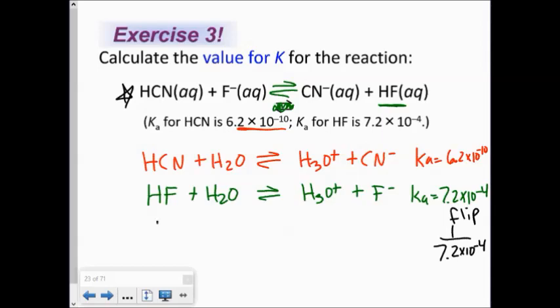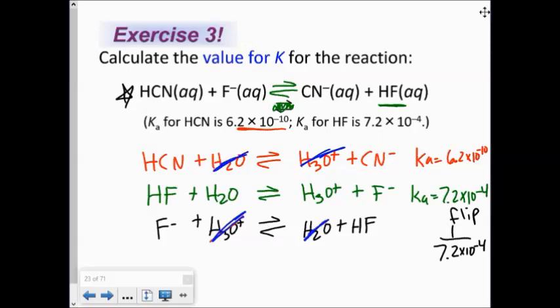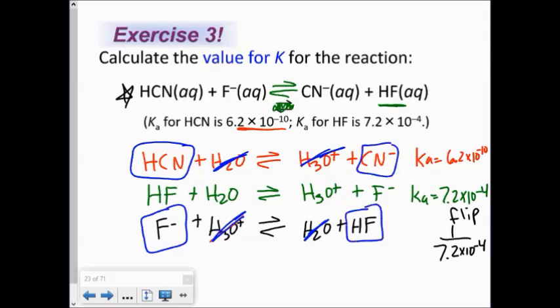Okay? So we flip this one, we get F⁻ plus H2O plus HF. Right? The hydroniums, these blue hydroniums cancel, the waters cancel, and do we end up with our overall reaction? Do we have all the right people in the right places? Yes, yes, yes, yes, right? Everything's on the right side now.